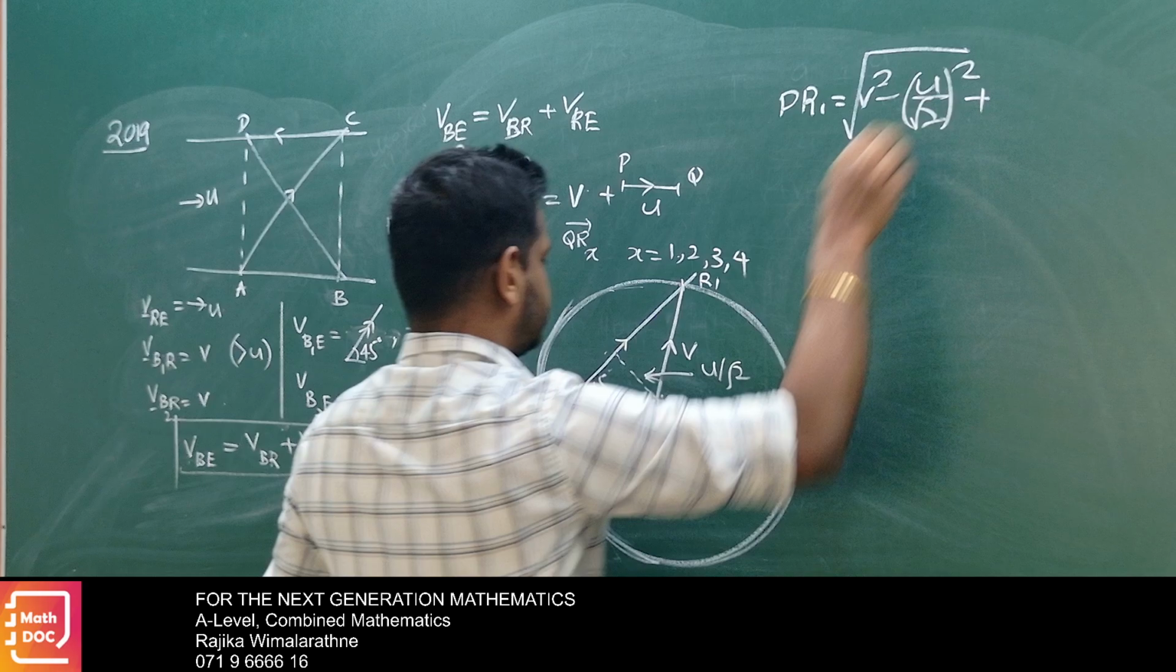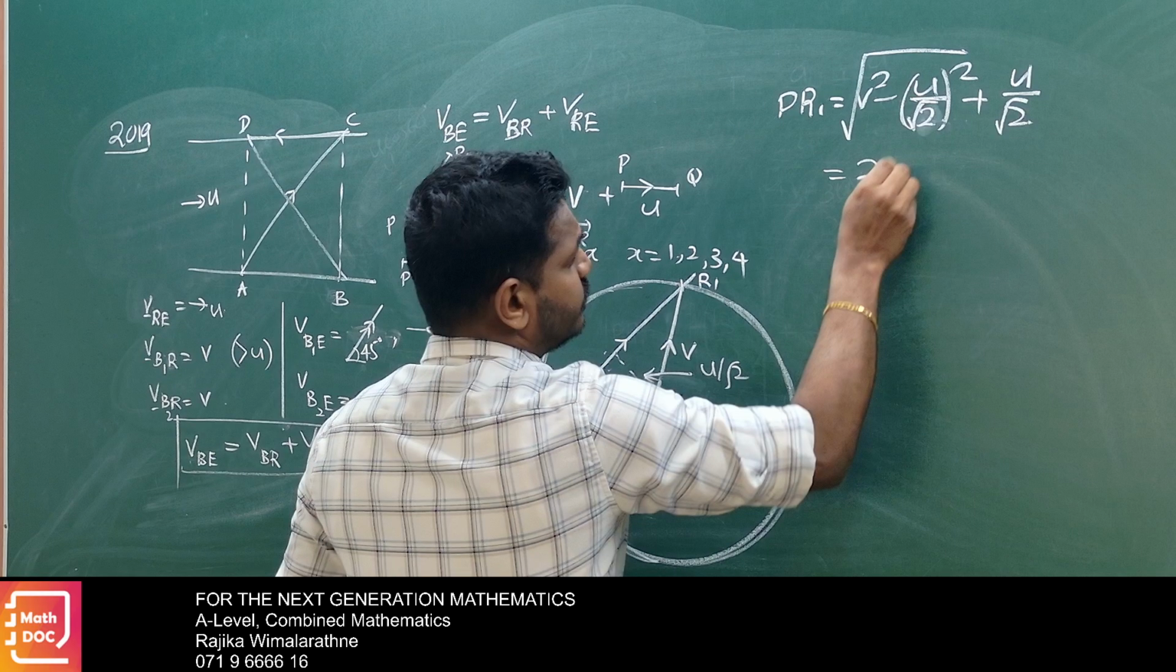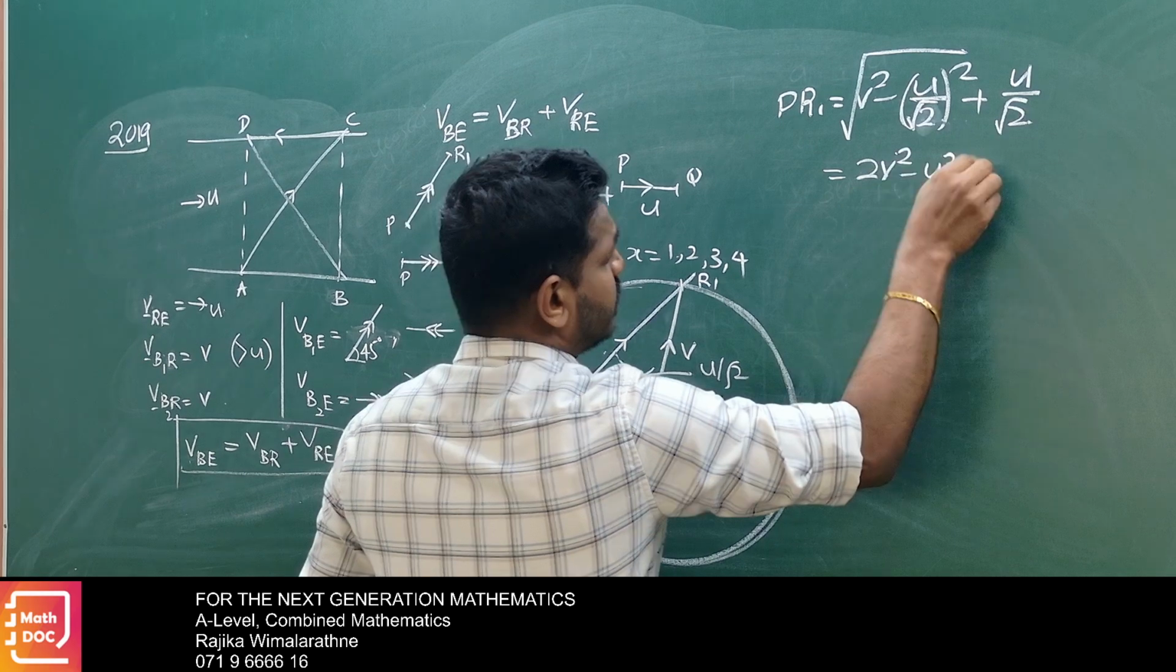This technique is very simple and a very strong method. Then PR1 is the square root of 2V squared minus U squared, plus U divided by root 2. That is PR1. Okay, we have to show that one.